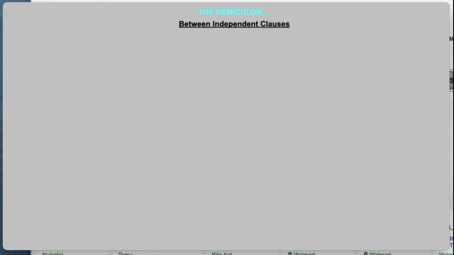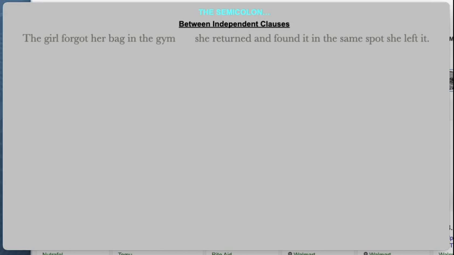Here's an example. The girl forgot her bag in the gym. She returned and found it in the same spot she left it. When we include a comma and a coordinating conjunction, remember coordinating conjunctions include for, and, nor, but, or, yet, and so. So anyway, when we include the comma and the coordinating conjunction, what we've done is created a longer sentence, right? We've taken two independent clauses and connected them with a comma and a coordinating conjunction.